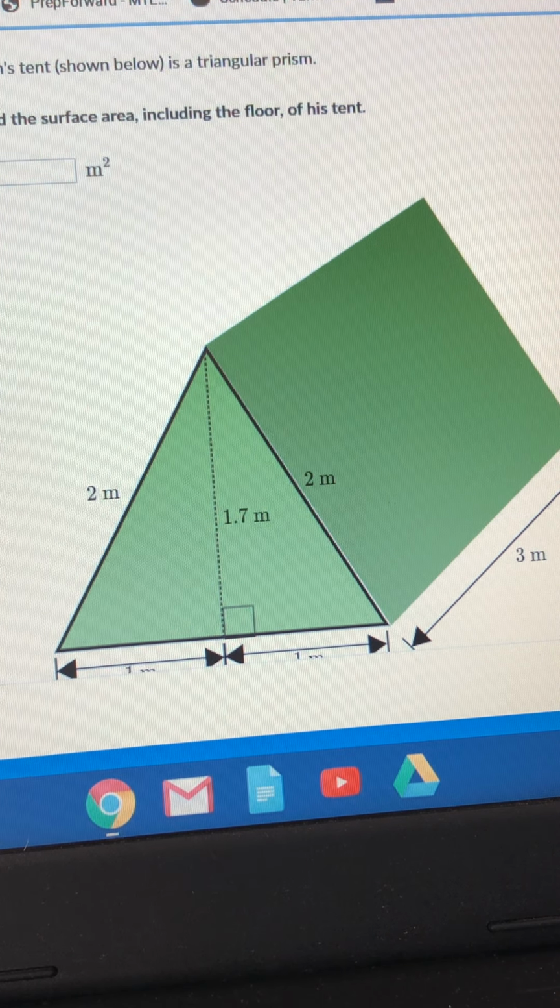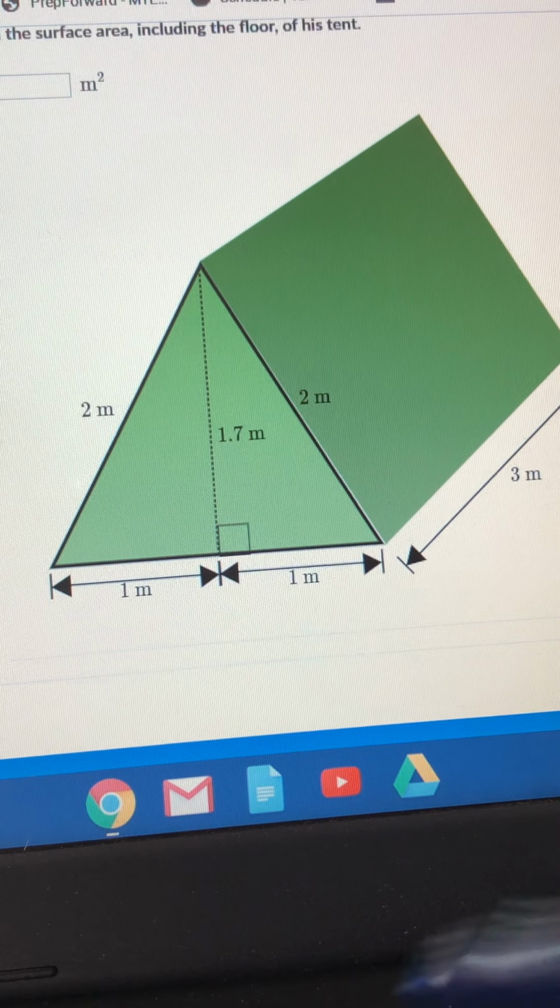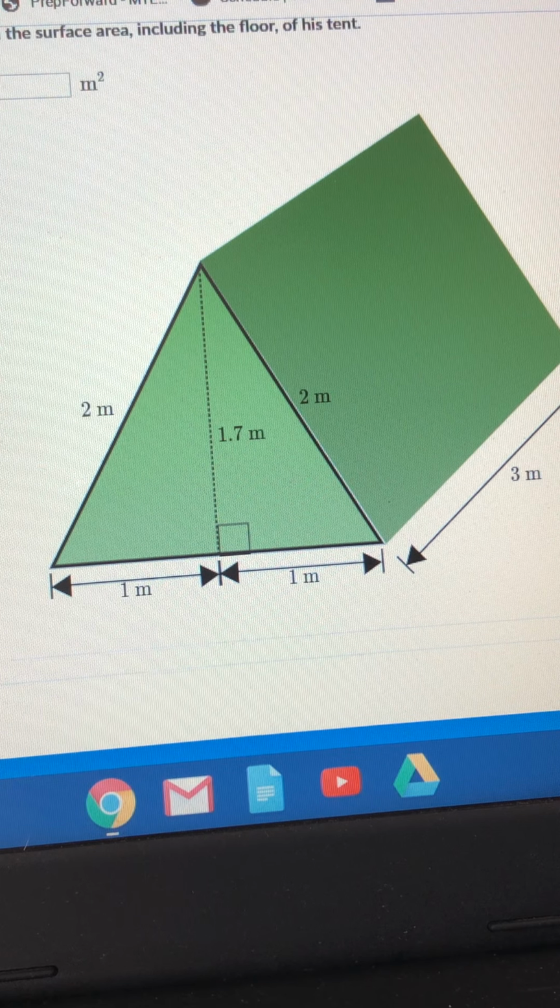So the triangle, which we have two of in the front, and then of course in the back that you can't see, is a 2 by 1.7. So the base is 2 and the height is 1.7. So we're going to do base times height divided by 2, which is 1.7 times 2. We can divide by 2 and then multiply by 2 again, or we can just not divide by 2 since there are two of them.